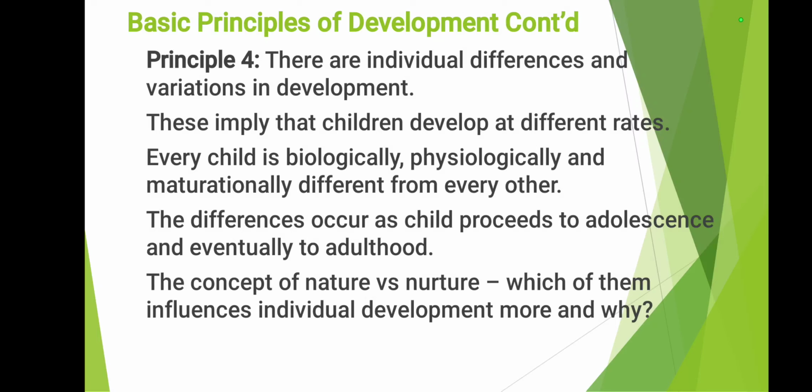There are individual differences and variations in development, and this implies that children develop at different rates. Children develop at different rates. I think I've given this instance before. I talked about 2 identical twins born in a particular village. One is taken to a particular location and the other remains in another location. So it is possible that the one in a better location will grow faster, and the one in a location that is not very good may not develop or grow faster.